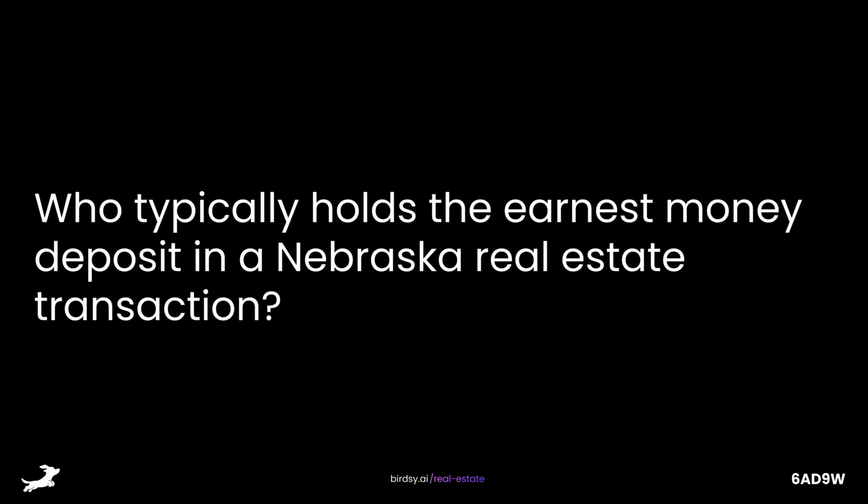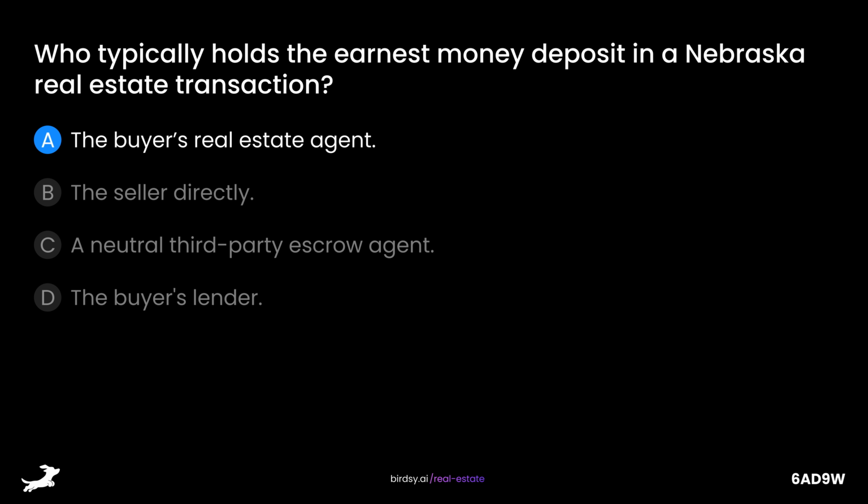Who typically holds the earnest money deposit in a Nebraska real estate transaction? Is it A, the buyer's real estate agent, B, the seller directly, C, a neutral third-party escrow agent, or D, the buyer's lender? The answer is C, a neutral third-party escrow agent.